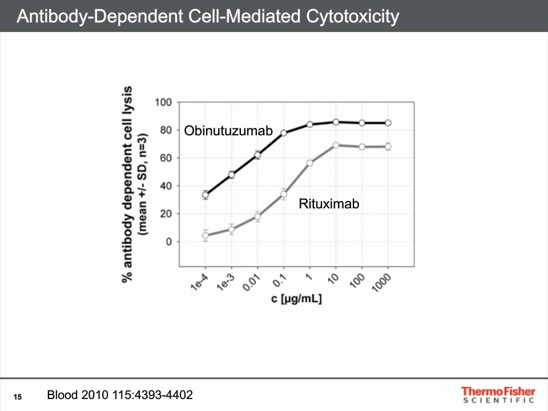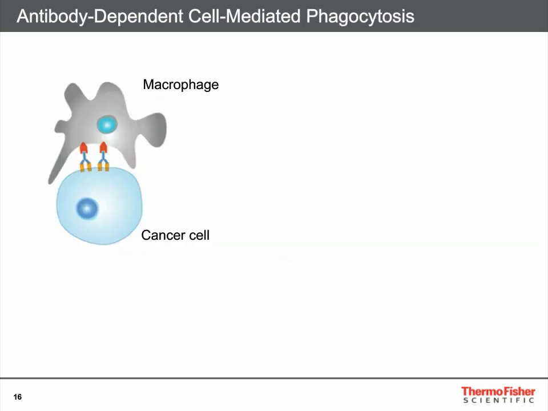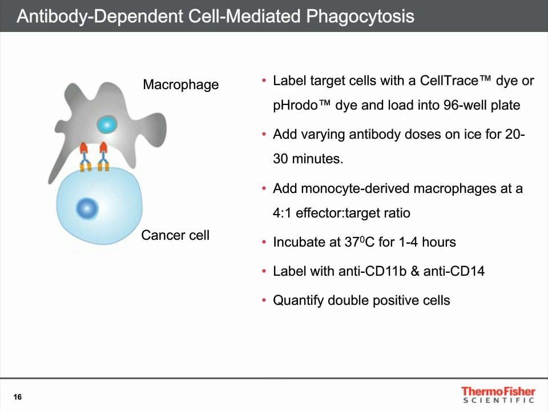So we can move on and look at a second mechanism, in this case, antibody-dependent cell-mediated phagocytosis. So in this in vitro model, again, we begin with a similar cancer cell, which again we'll call our target cell. Only this time we'll add a macrophage in addition to our antibody. And in a similar fashion, Fc receptors on our macrophage will bind to the Fc tail of therapeutic antibodies bound to antigen on our cancer cell surface. Now, we can perform a similar workflow.